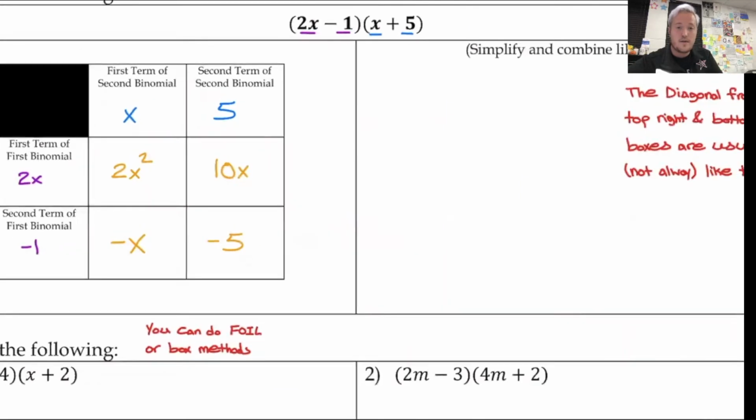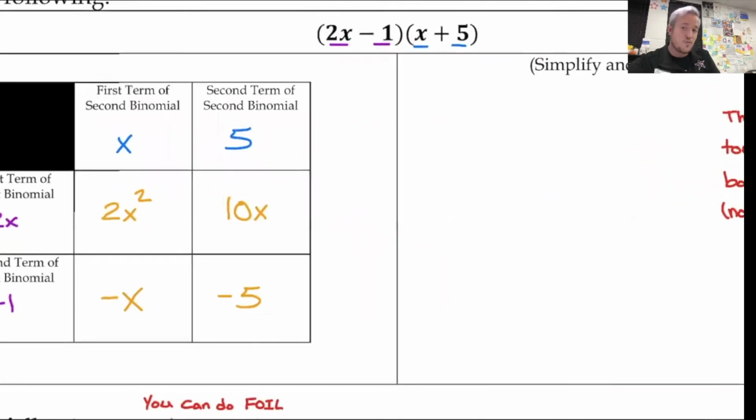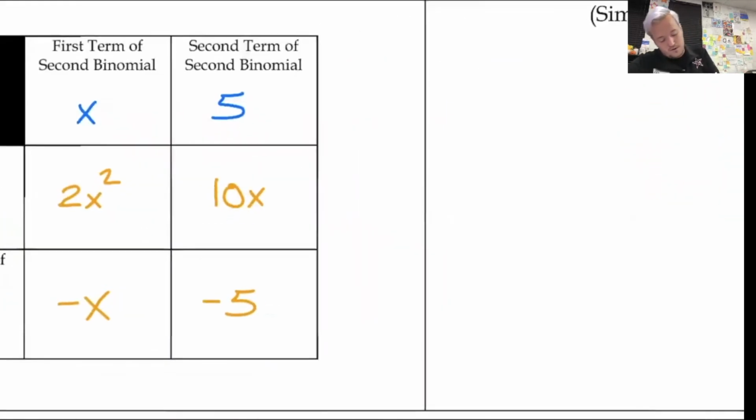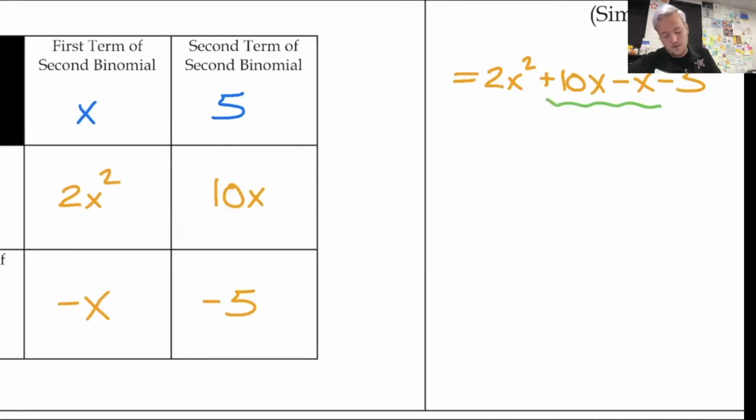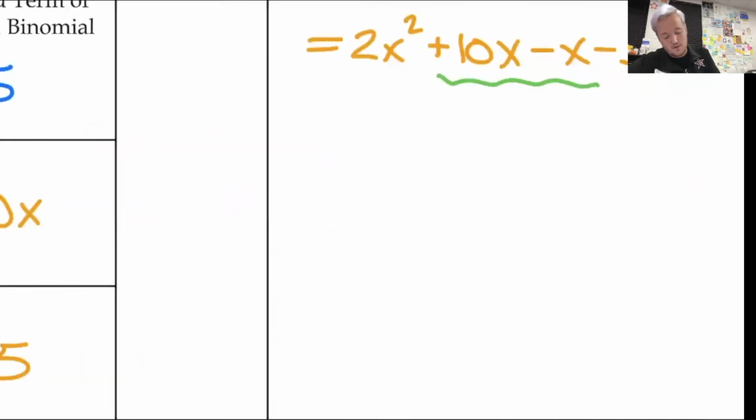All right, so same idea here. I want to add all those terms in orange together. So I'm going to have 2x squared plus 10x minus x minus 5. So just as mentioned before, those middle terms here are going to be your like terms. So this is going to end up being 2x squared plus 9x minus 5.